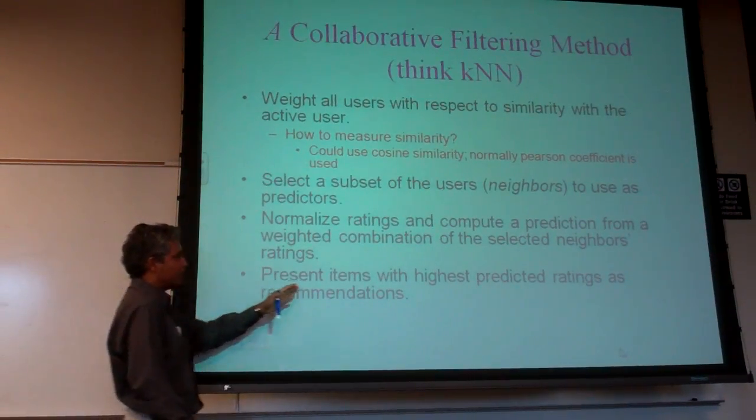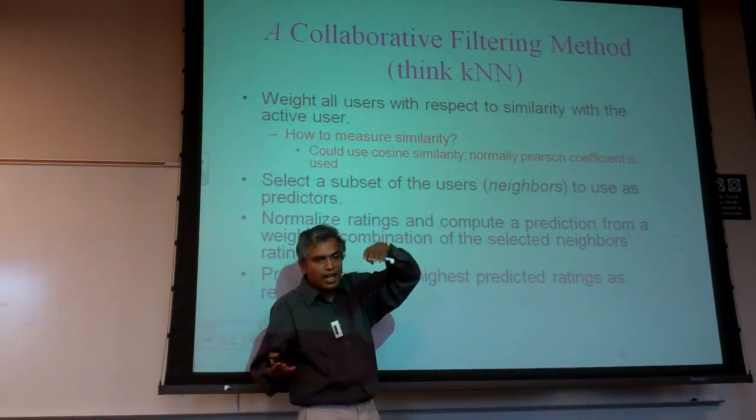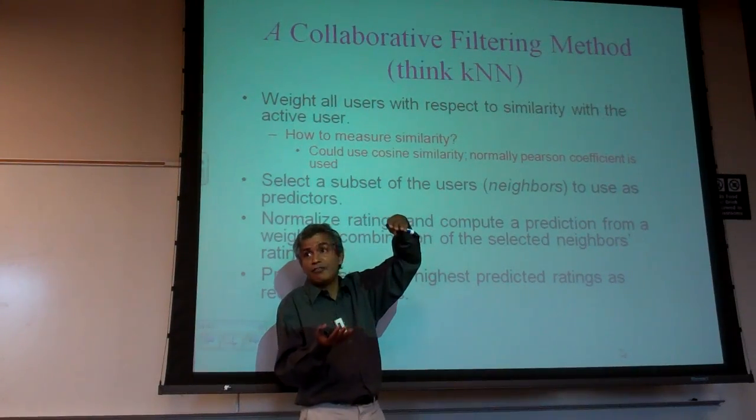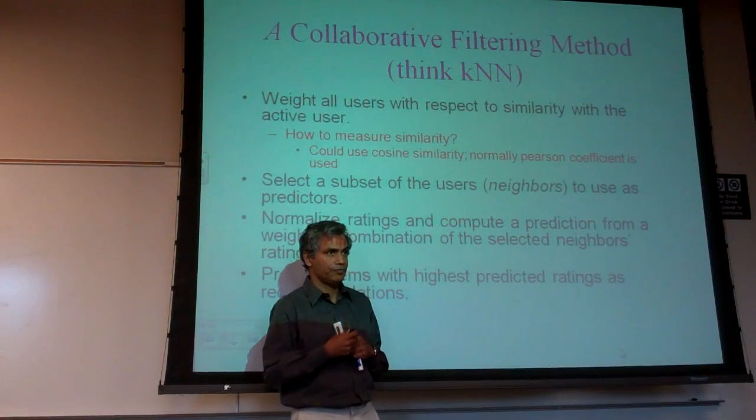Okay, and then having done this, you have computed the ratings for all the items that the user doesn't already own. Then among them, see which ones have high enough ratings and say you may be interested in buying these. So I show you.